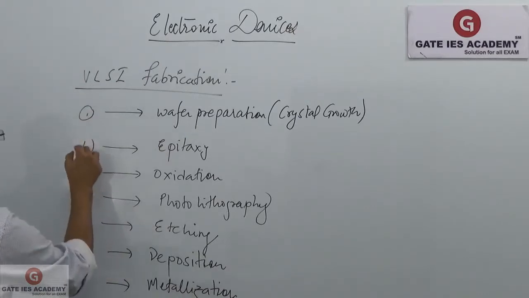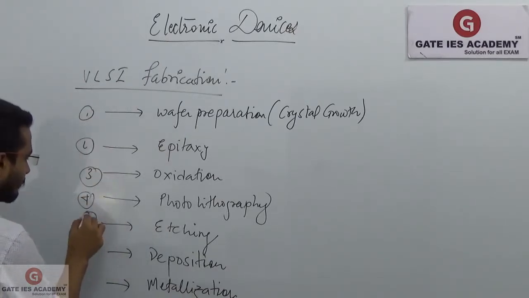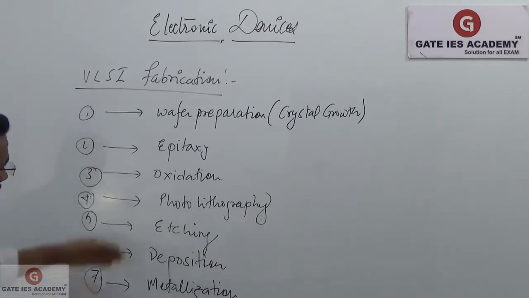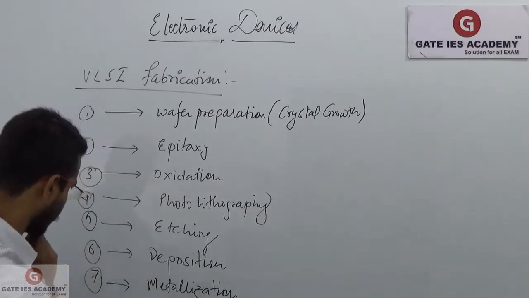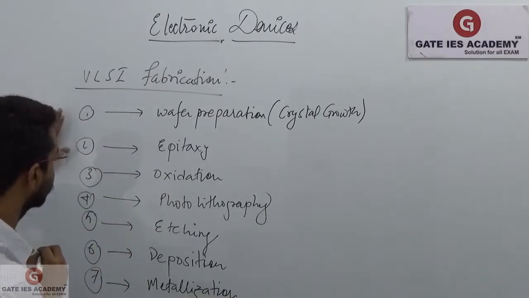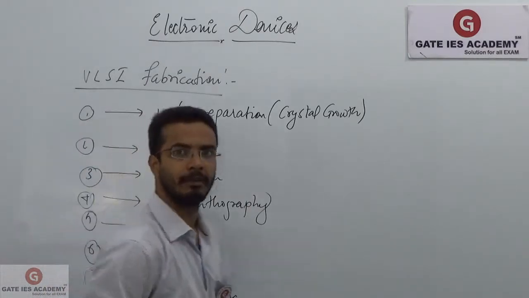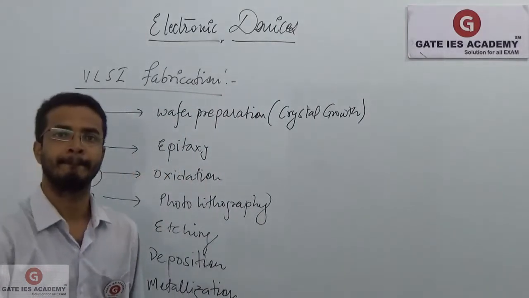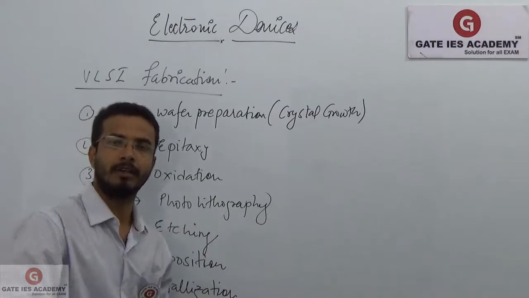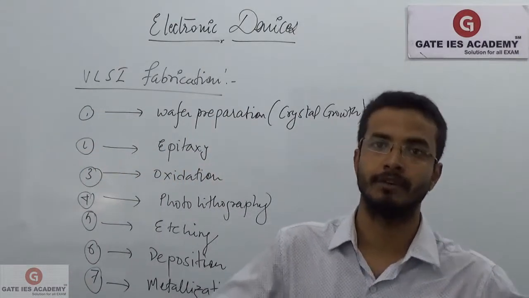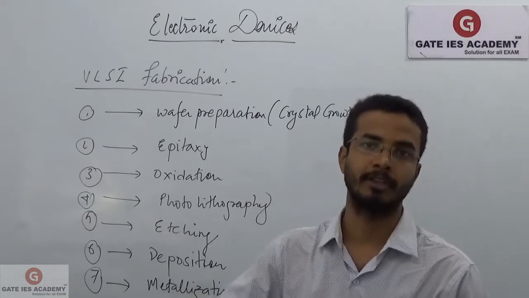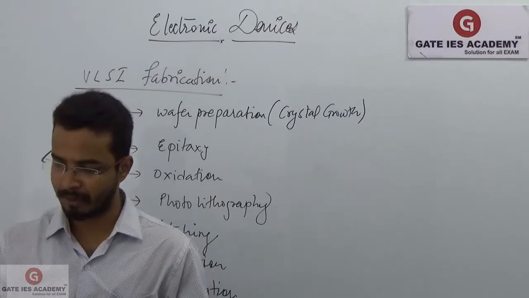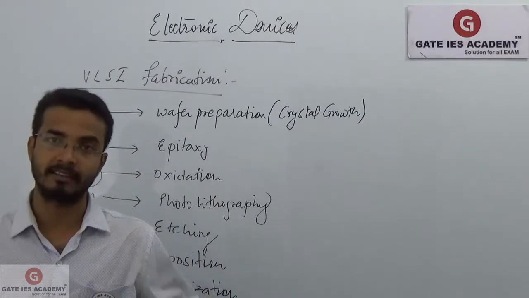So 1, 2, 3, 4, 5, 6, 7, 8, 9. One process I skipped from here, which will come automatically at the time of device formation whenever we discuss it. So this is the total architecture of the EDC, or electronic devices, which we'll study in this particular course. I hope all of you or most of you are familiar with this, but my flow will be like this, as I have discussed.